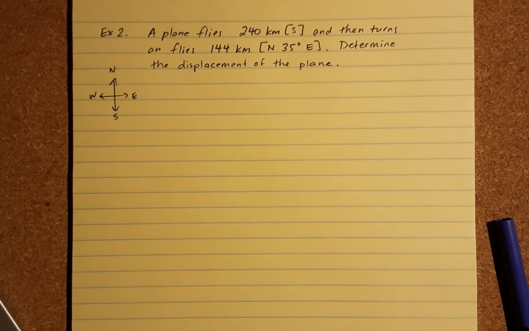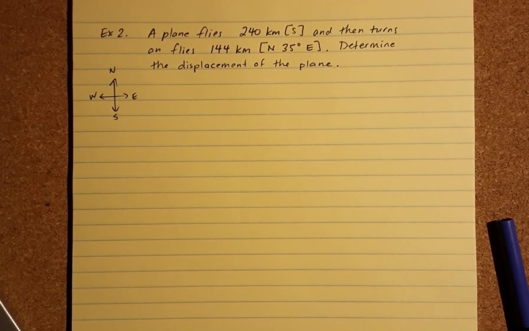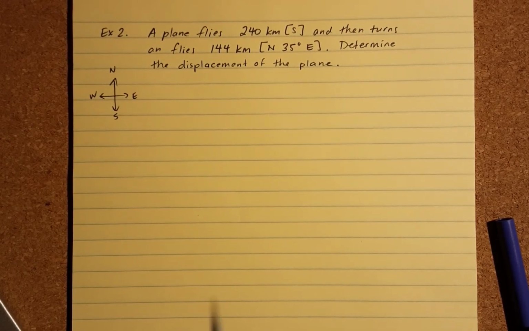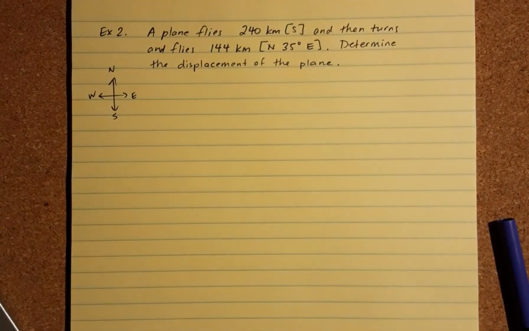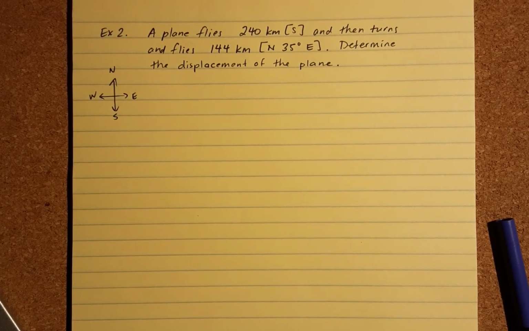Okay, so here's the next question. And you might want to pause this to get it after I finish talking. But a plane flies 240 kilometers south and then turns and flies 144 meters north, 35 degrees east. Determine the displacement of the plane.